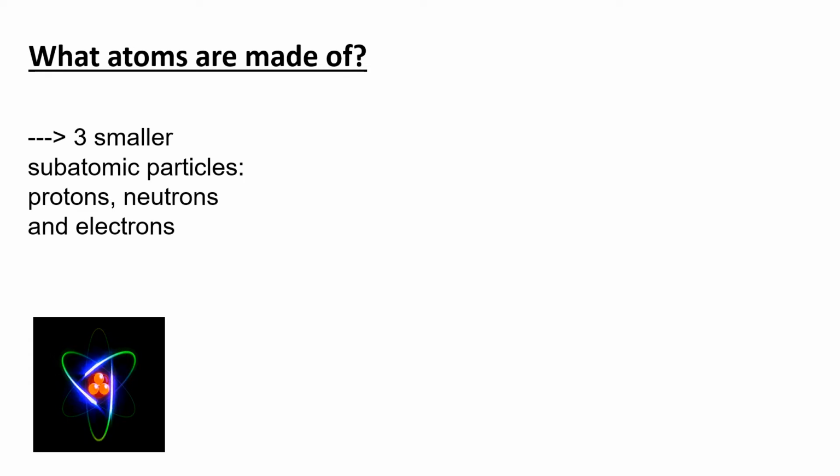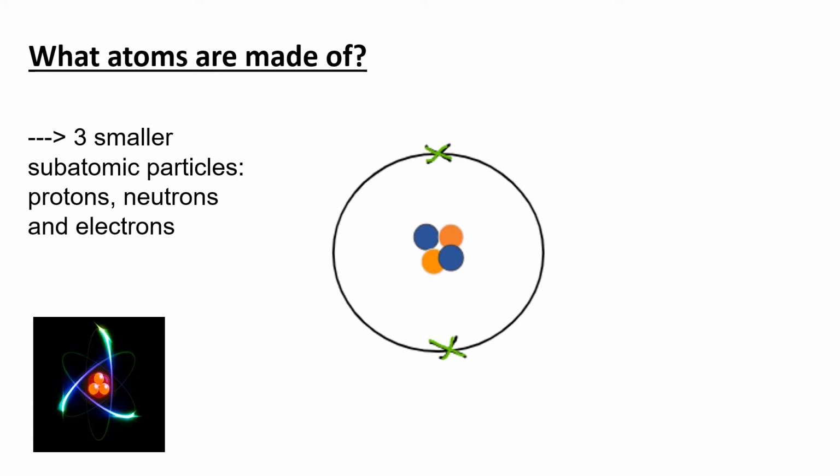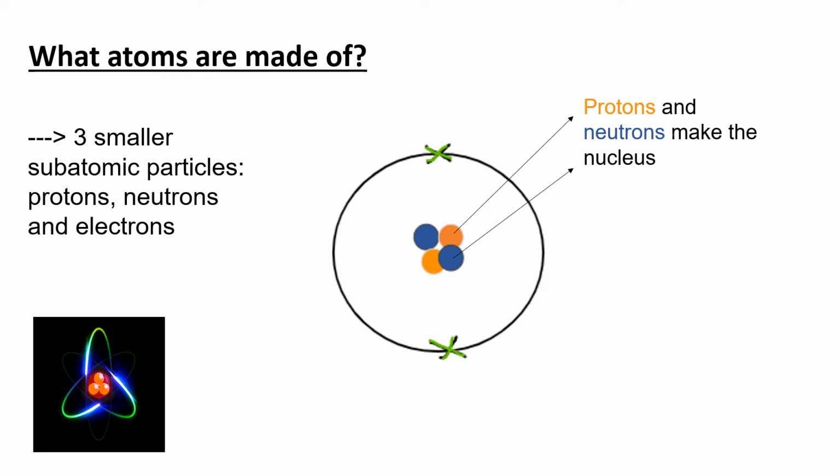What atoms are made of? So, the atom is the basic building block of all matter of the universe. Atoms are composed of three smaller subatomic particles called protons, neutrons, and electrons. An atom consists of a small region in the center that contains protons and neutrons, and it's also surrounded by shells, and within these shells you can find electrons.